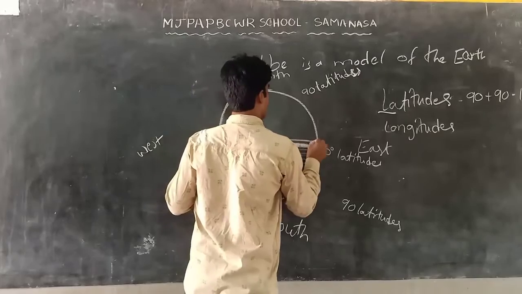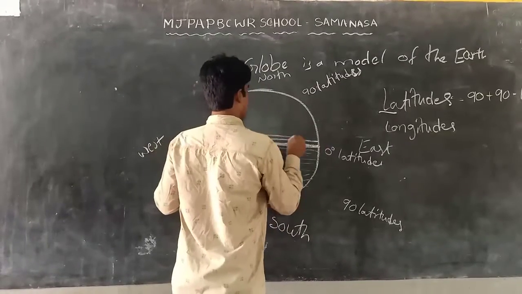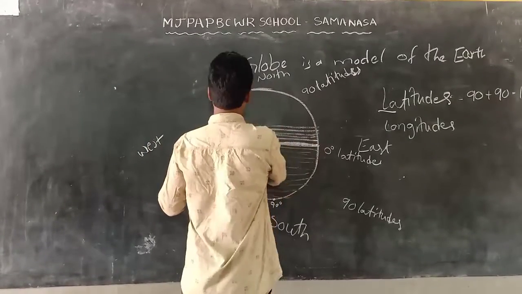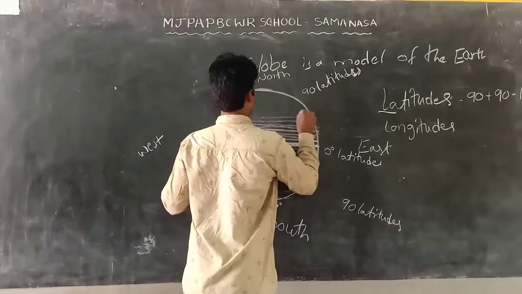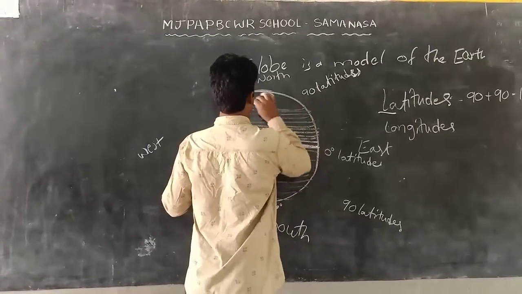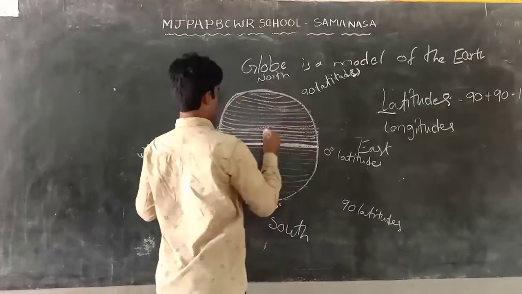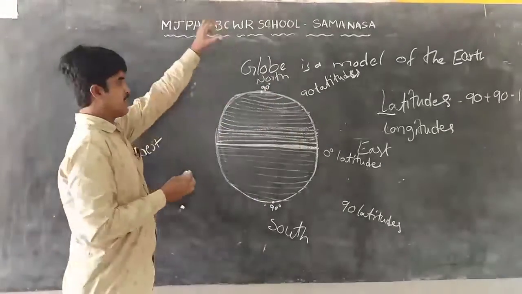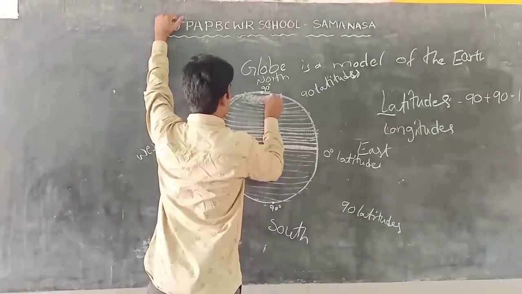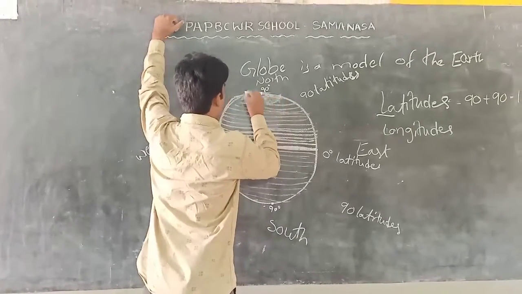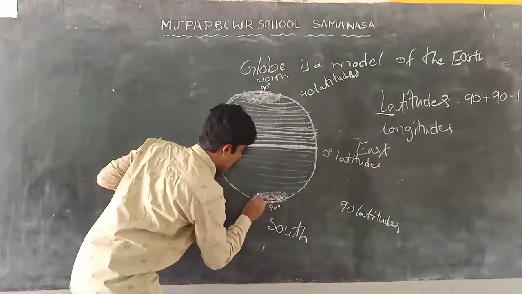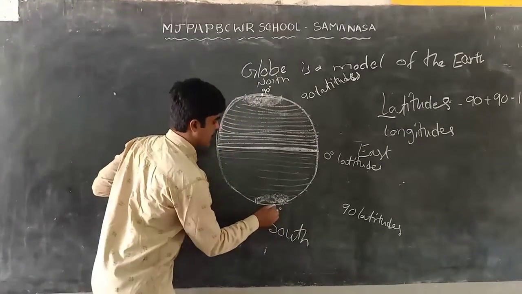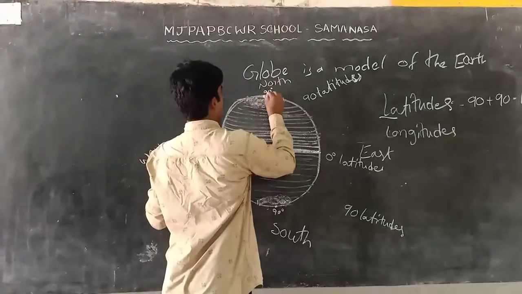In the same way, from 0 degree latitude towards the north side, we draw imaginary lines on the globe. The 90 degree latitude is a point. These are the polar regions, the North Pole and the South Pole. At the polar region, the latitude is a point, the 90 degree latitude.